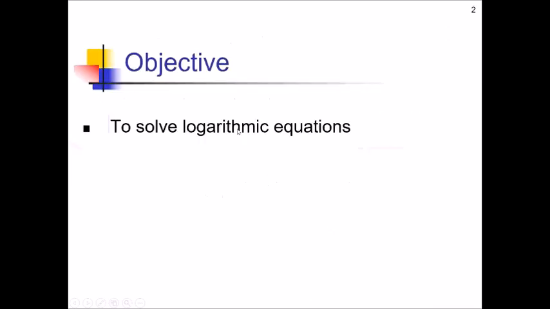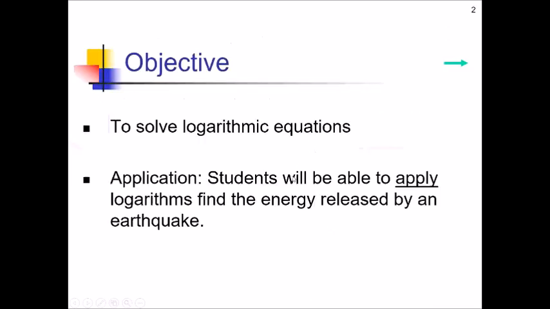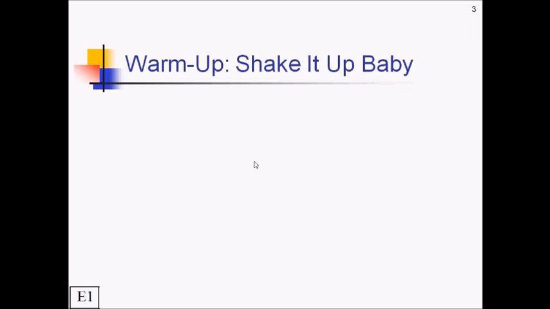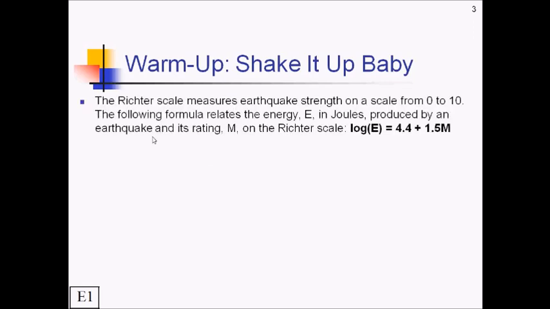In this one, we will be solving logarithmic equations, and we will use this to figure out the energy released by an earthquake. We're going to start off with a real-life problem on one of the most famous logarithmic scales, the Richter scale. The Richter scale measures earthquake strength on a scale from 0 to 10, using the following formula. Log of E equals 4.5 plus 1.5m. The E is the energy in joules produced by an earthquake, and m is its rating on the Richter scale.